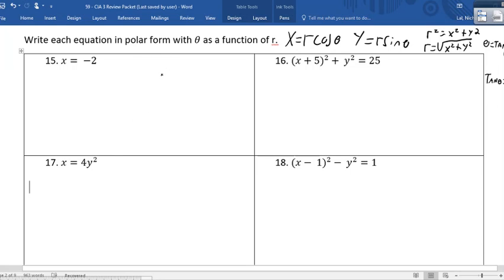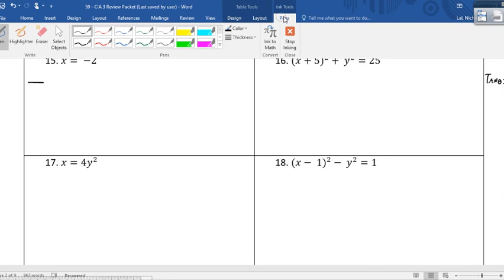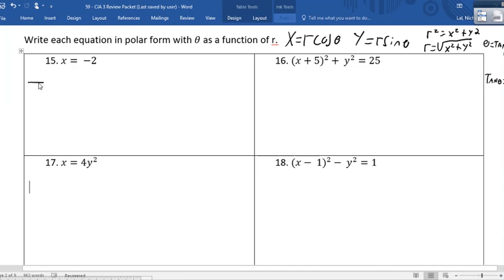And another thing that's going to help you with these equations is it's going to take a bunch of practice, doing a bunch of practice problems and recognizing how different rectangular relations look like in polar. So we have x equals -2. Looking at our xy axis, when you have x equals -2, that's going to be a vertical line.